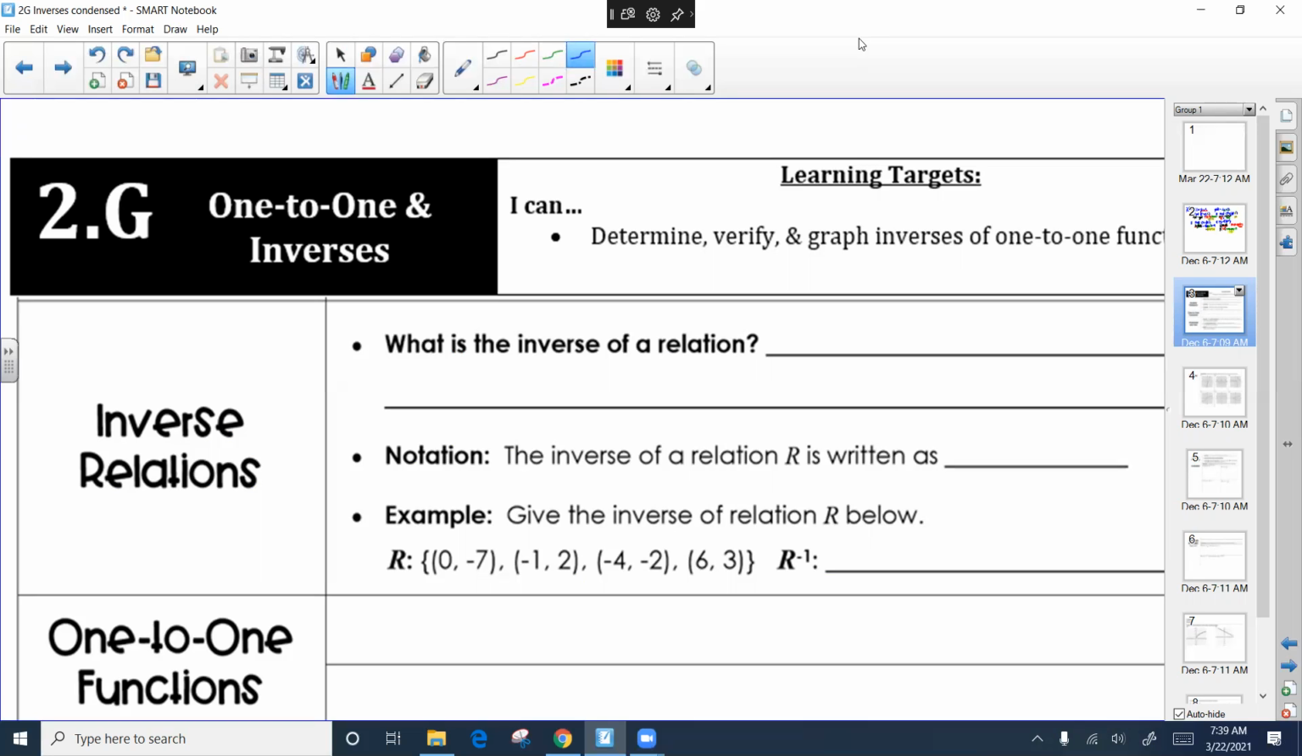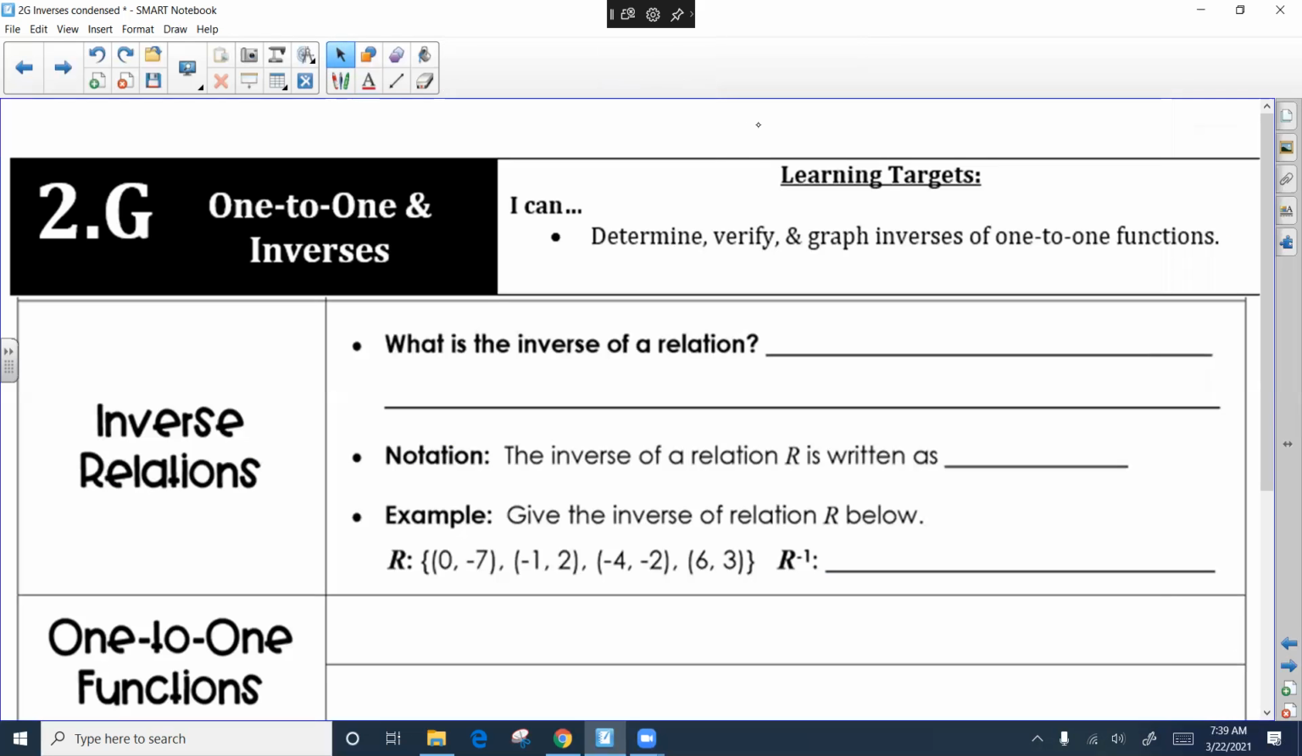So our last thing, our last learning target of dealing with functions is dealing with inverse functions. So here's our learning target. I can determine, verify, and graph inverse functions of one-to-one functions.